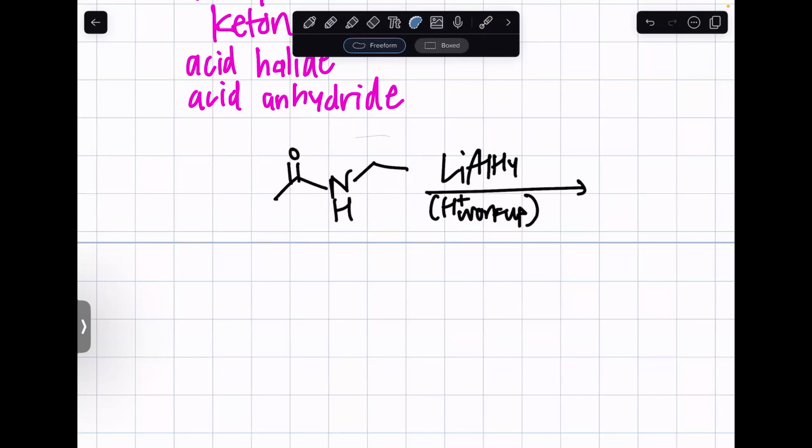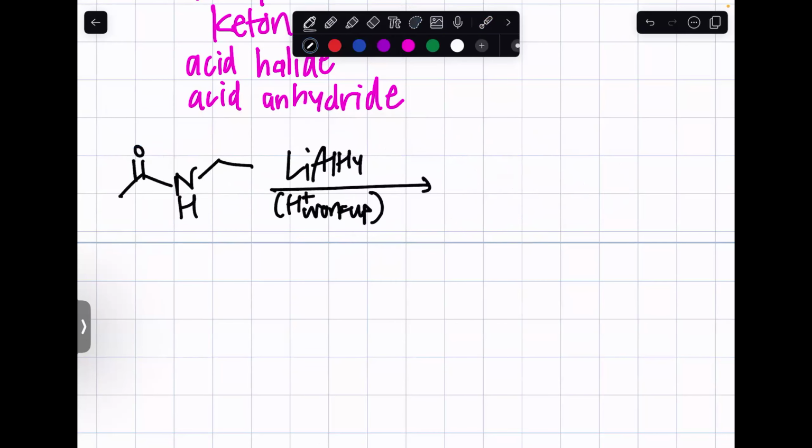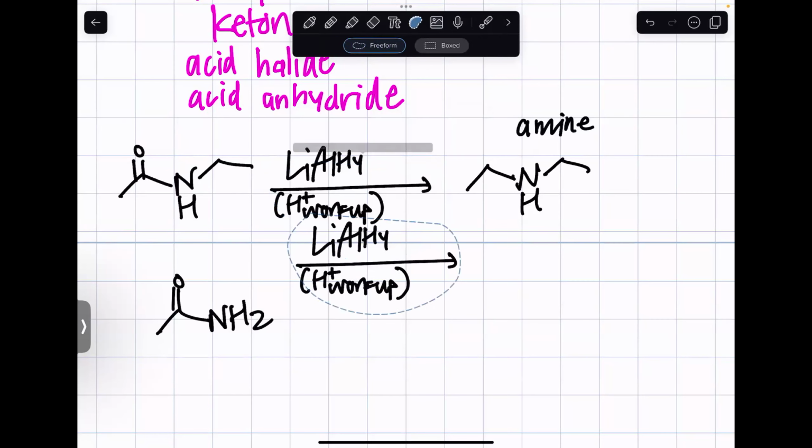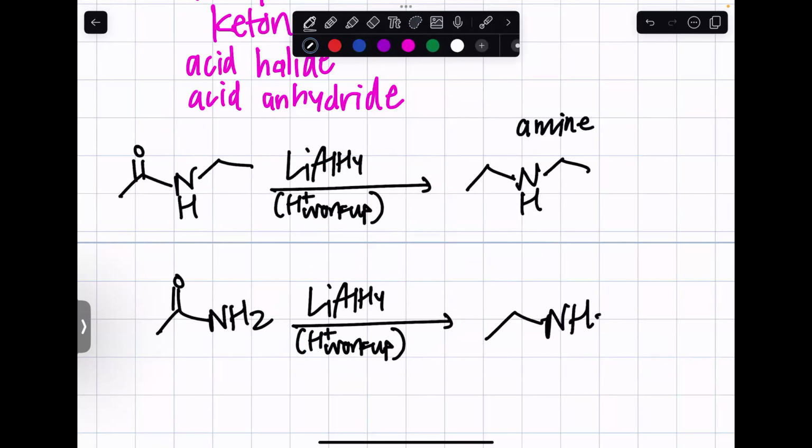It's not an imine. This is reducing, right? When you're reducing an amide, you just get rid of the carbonyl and get an amine. If you have something like this, then your amine would look like this. All you're doing is getting rid of that carbonyl.